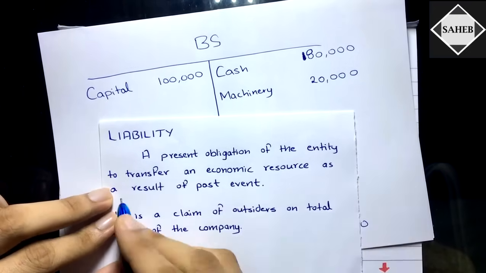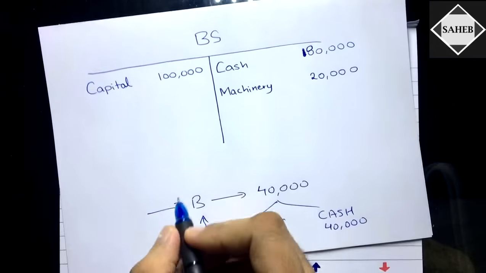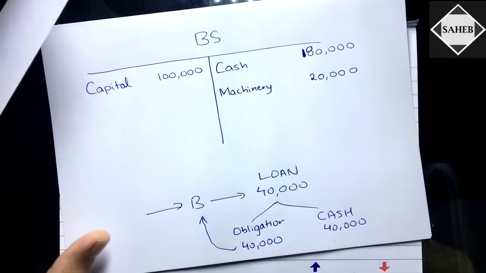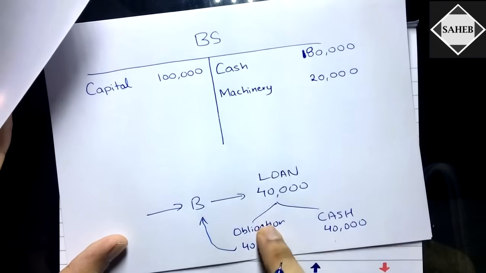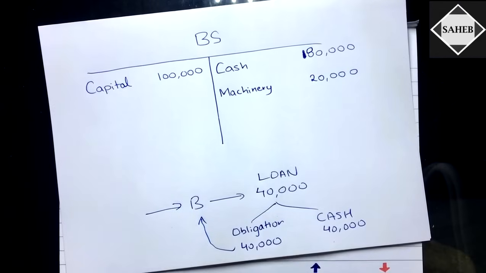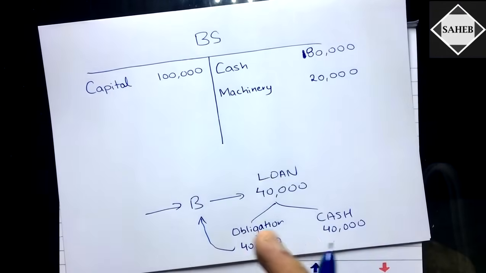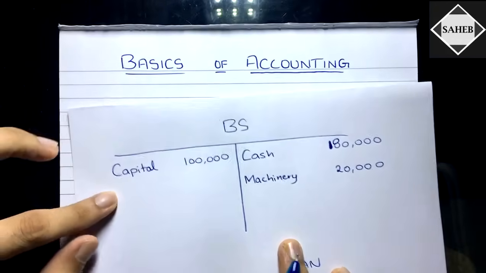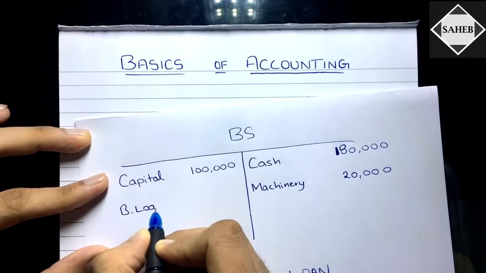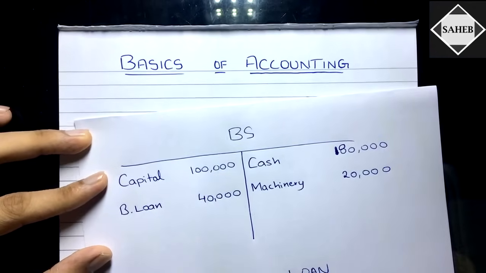Why? Because it is a result of a past event. What was the past event? The past event was you took a loan from them. Present obligation is there, you have to transfer them an economic resource, and that economic resource is cash. Simple. So that's what a liability is. So now immediately you have to recognize on the face of your balance sheet that you have got a liability, and that liability is bank loan, rupees 40,000. Is that clear? I told you, right?